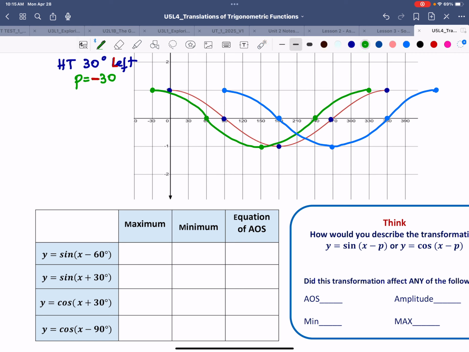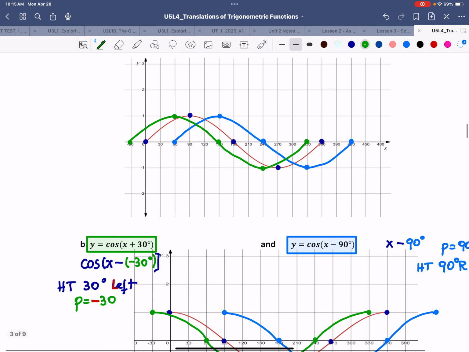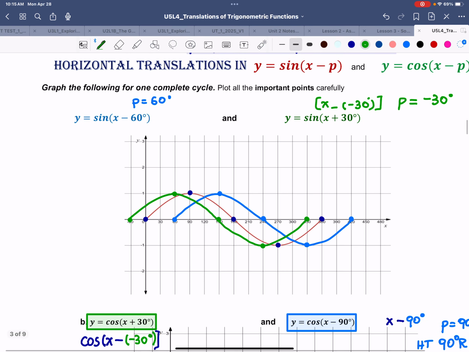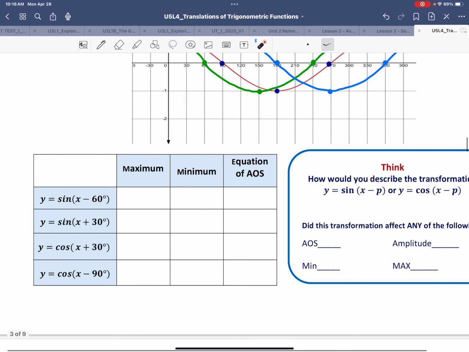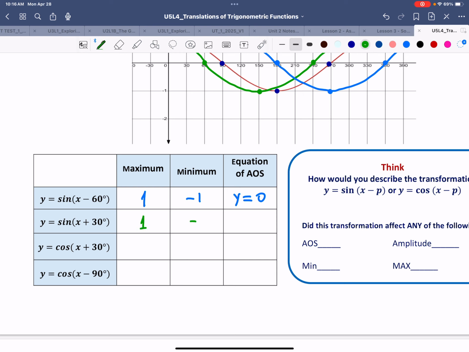So we're going to continue writing for the first one, sine of x minus 60, which is this blue graph in here. You see that max, min, axis of symmetry stayed the same as the basic function. So the maximum is 1, the minimum is -1, and the axis of symmetry is at y equals 0. So the same thing happened for the sine of x plus 30. So the max, the min, axis of symmetry remained the same.